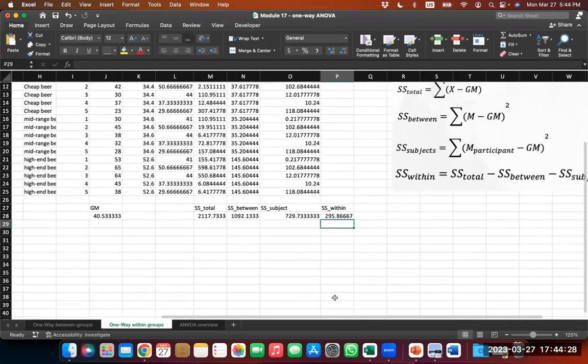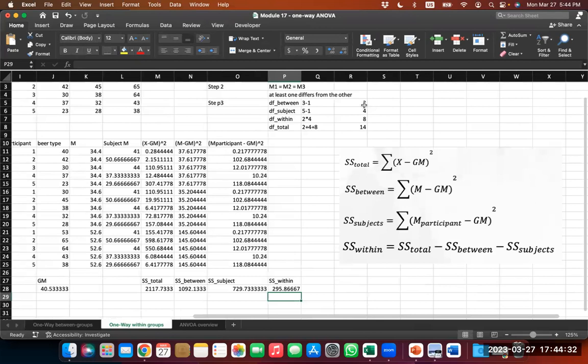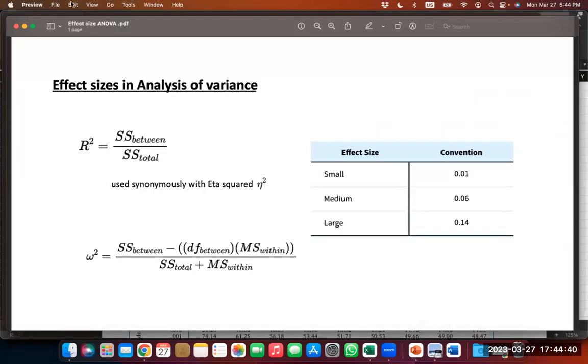And from now on, it's basically simple. So the only thing you need to do now is, you have degrees of freedom 2, 4, 8, and 14 for the different degrees of freedom. So the only thing you need to do, you go on the F table.